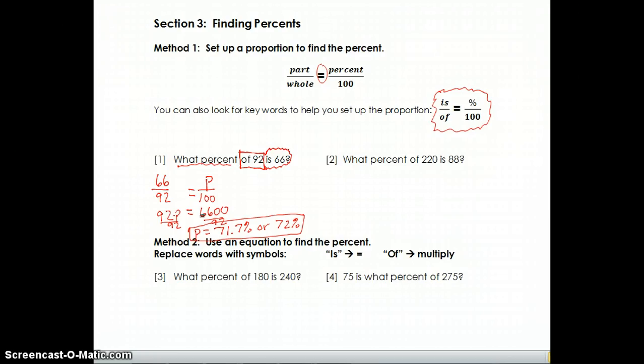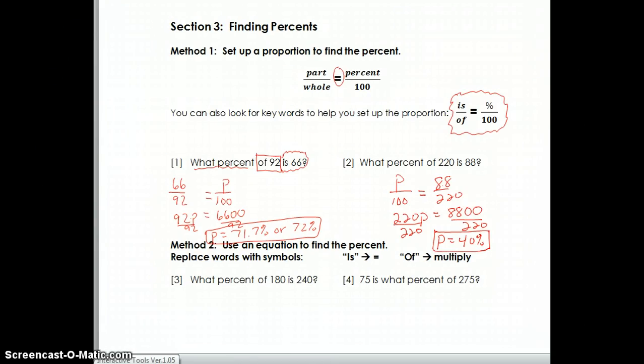I want you to try problem number 2 on your own. Please hit pause and resume when you have finished. The correct answer for number 2 should have been 40%. If you did not get 40%, make sure you revisit these steps using number 1 as your guide to see if you can find your problem.